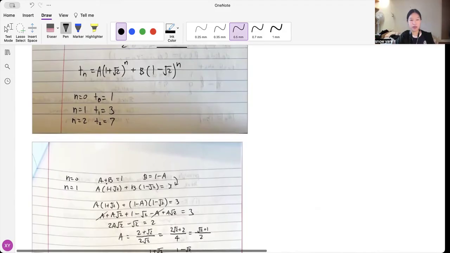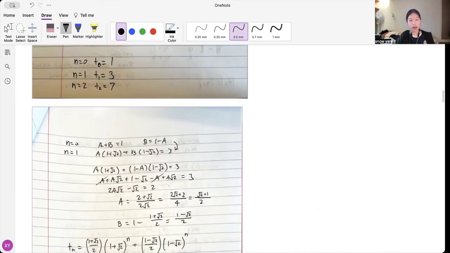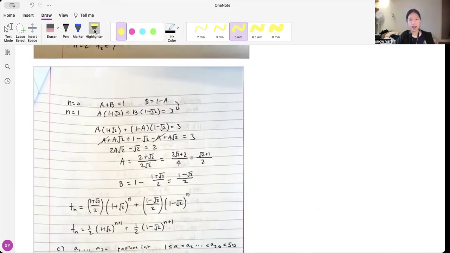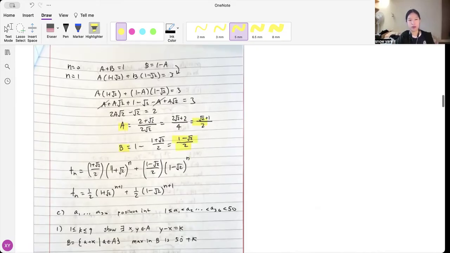So for n equals 0, a plus b has to be equal to 1. So I can say that b is equal to 1 minus a, right? And I can just substitute that into n equals 1, and I can put b in terms of a. So now I would get this. And I just do some algebra over here, and I arrive that my a is equal to this thing. My b, when I put it back, is equal to that thing. Okay, awesome. This is my a, this is my b.